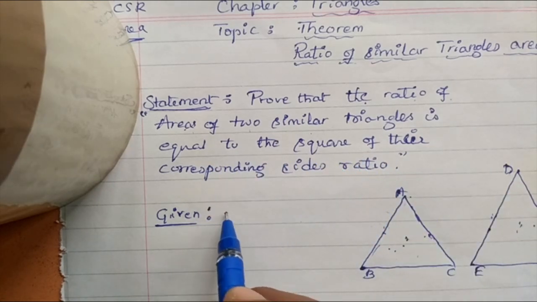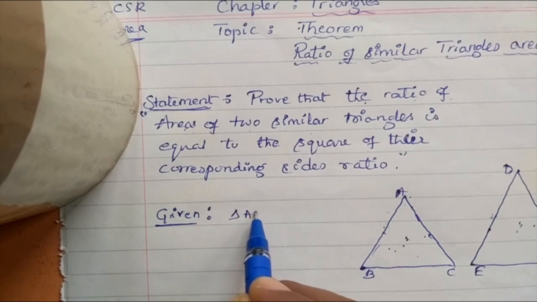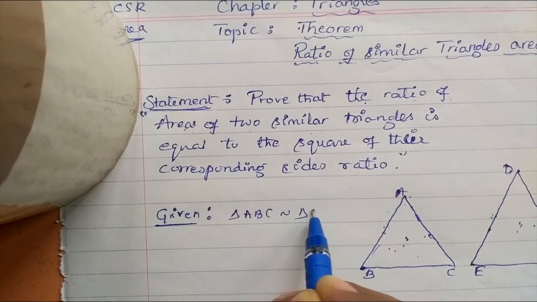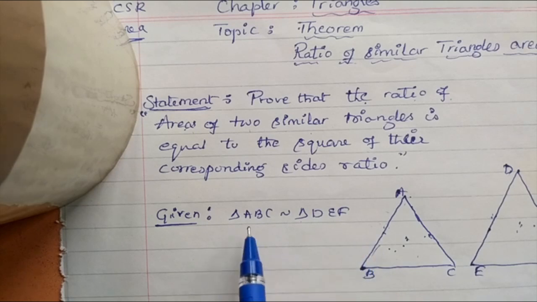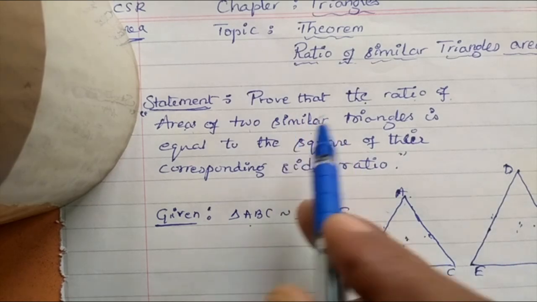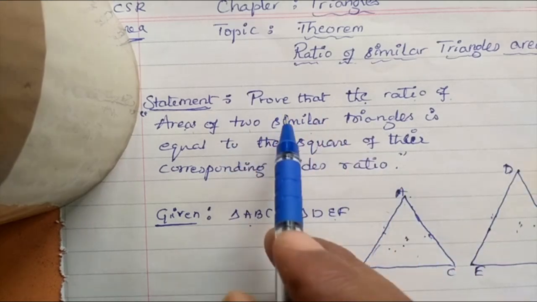So therefore here triangle ABC is similar to triangle DEF, right? If triangle ABC and triangle DEF both are similar, is it correct? No need to question, because it is already given.